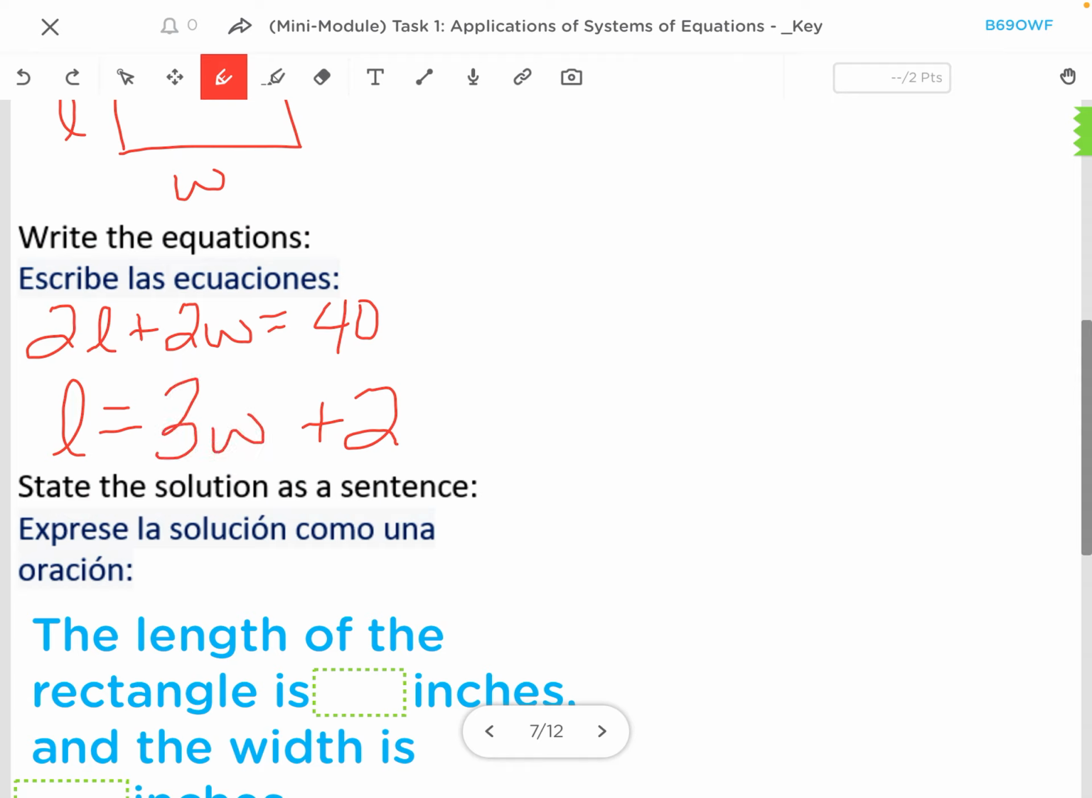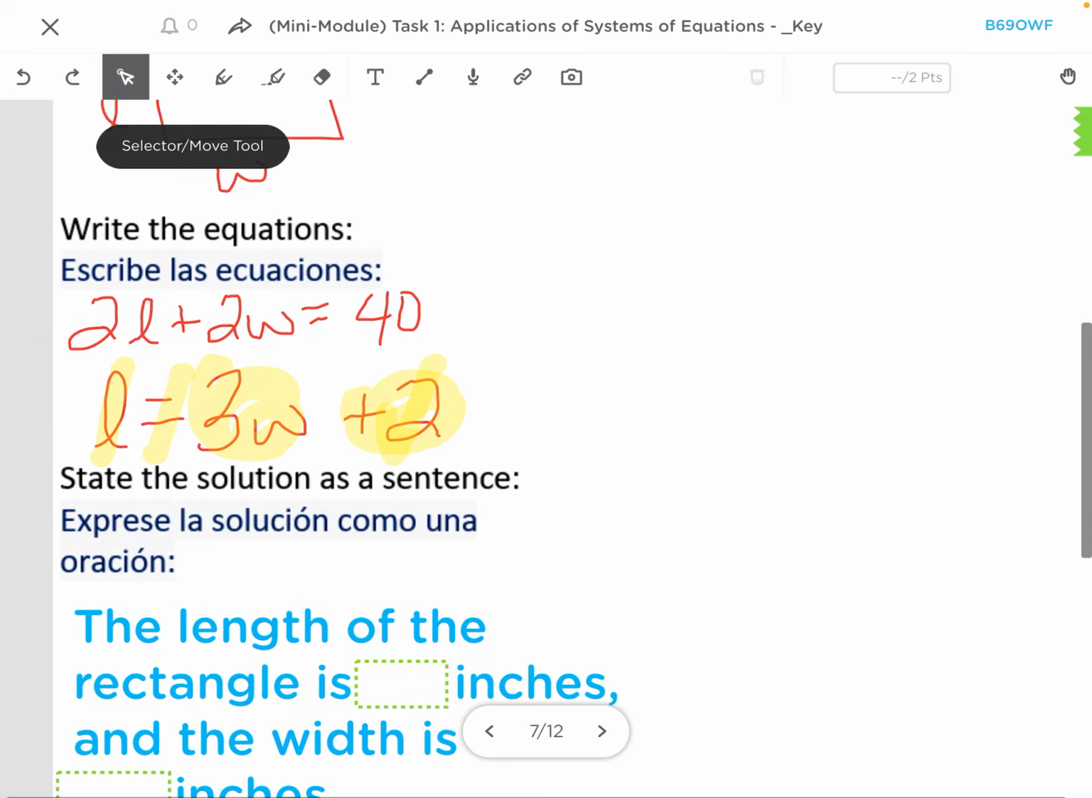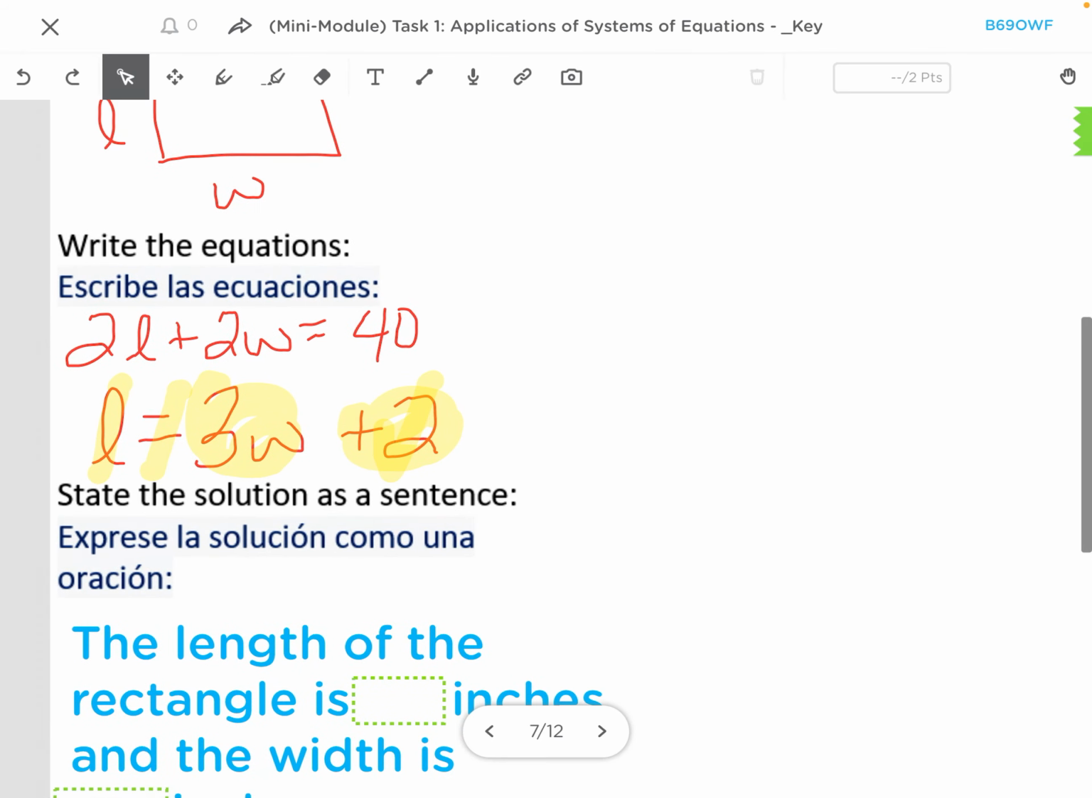So let me read that sentence again and highlight the important parts. The length is 2 inches more than 3 times the width. That's where all of that came from. That's my length is 2 inches more than 3 times the width. Okay? All right. So let me neaten that up.